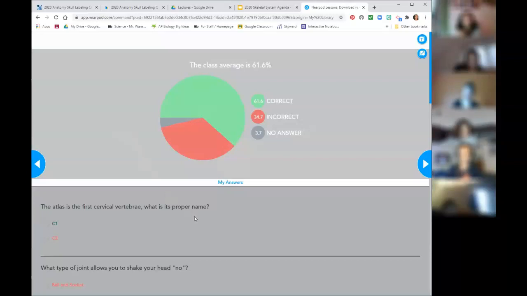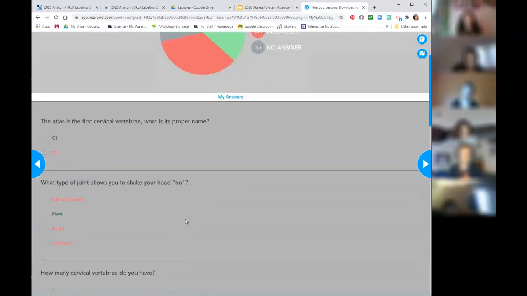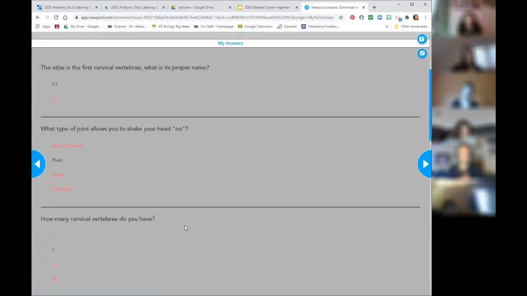Okay, so the atlas, remember the atlas, that's a globe. It rotates on its axis. So the atlas, like our head, will rotate. So that helps you remember that the atlas is C1. The pivot point is the axis. So that joint is called a pivot joint.